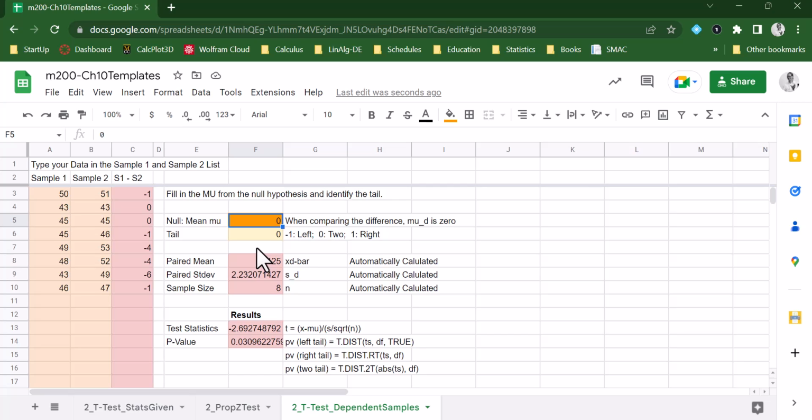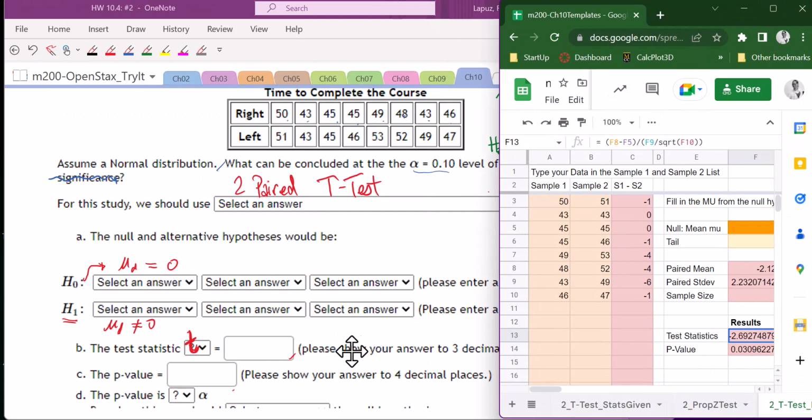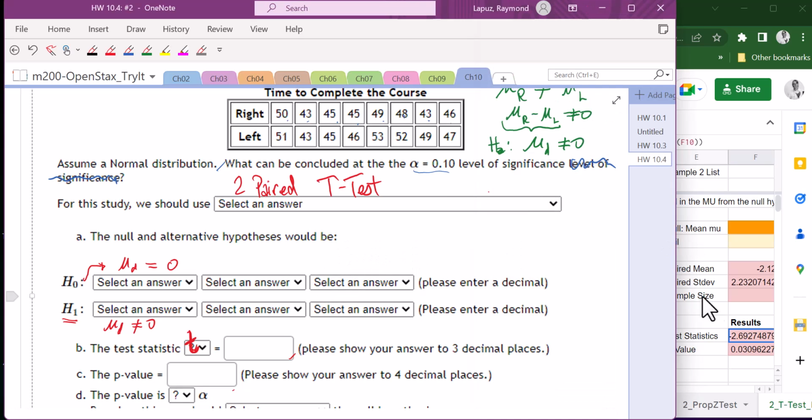Again, the mean mu sub d is going to be 0. We are looking at a two-tail test, so we'll keep this at 0. The mean, the standard deviation, and the sample size were automatically calculated from the difference column here. And then our test statistic and our p-value, again, automatically calculated. So that's it. Those are our values. So let's put in our values for our results.